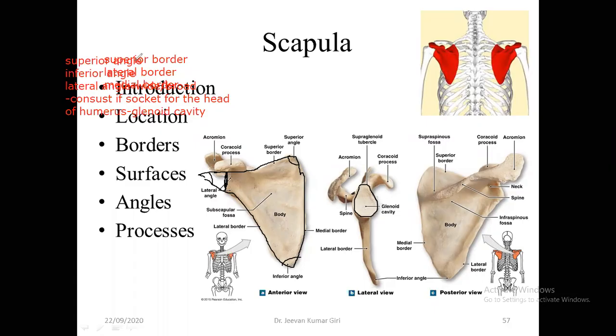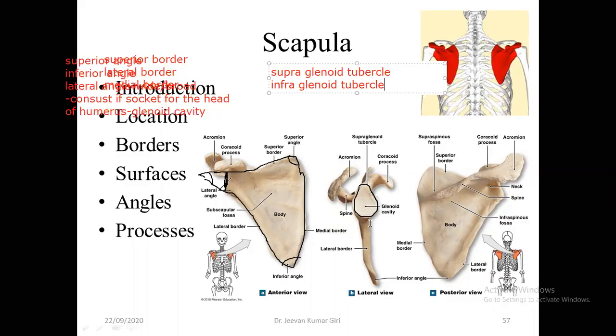So they are the supraglenoid tubercle and the infraglenoid tubercle. The bony prominence in the upper part of the glenoid cavity is the supraglenoid tubercle, and in the lower part, that is the infraglenoid tubercle.